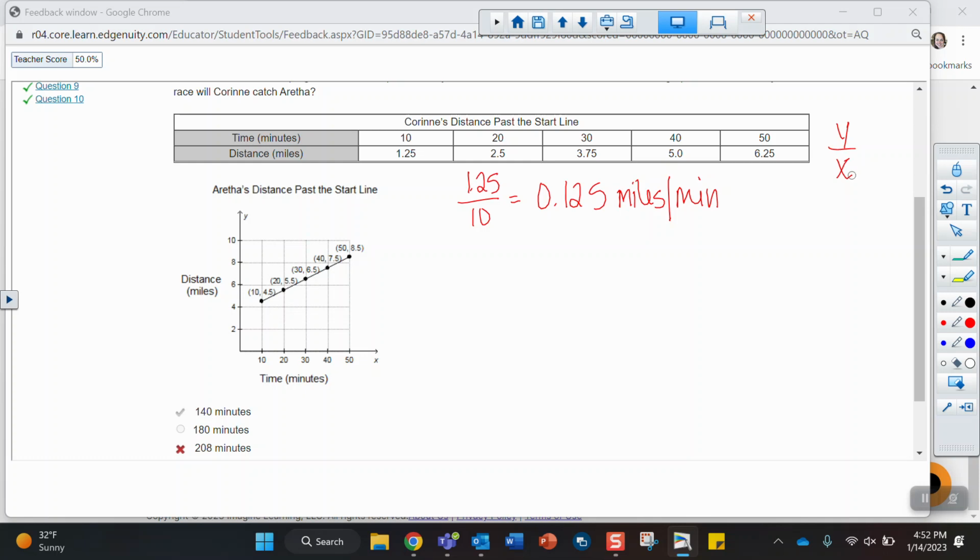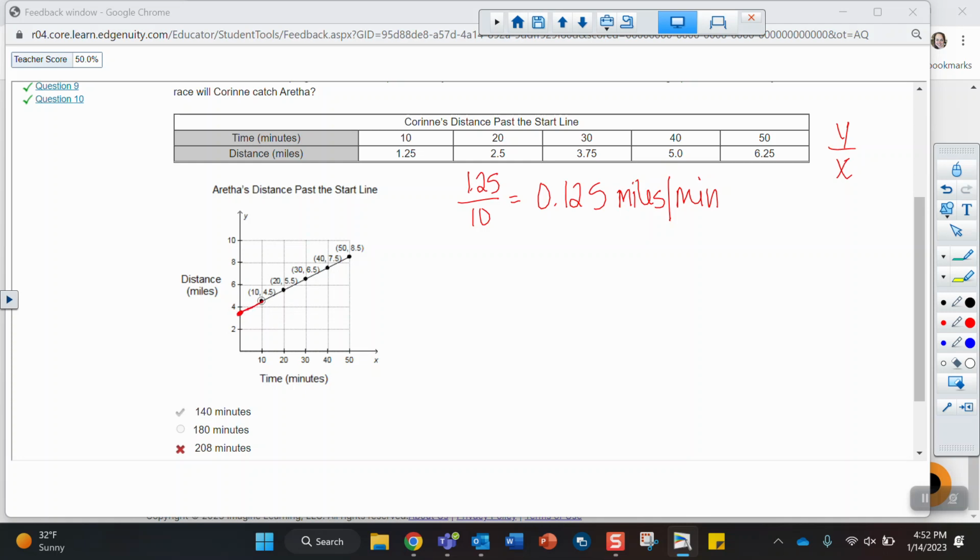It's a little different here for Aretha because she doesn't start at the start line. She doesn't start at 0. She gets a 3.5 mile head start, which is what was set up in the problem. So at 3.5, let's see if I can estimate where that would be on the graph. That's about 3.5. That's where she's starting.